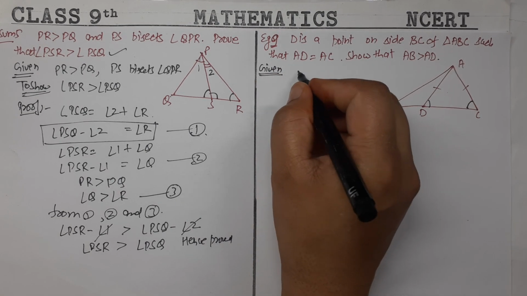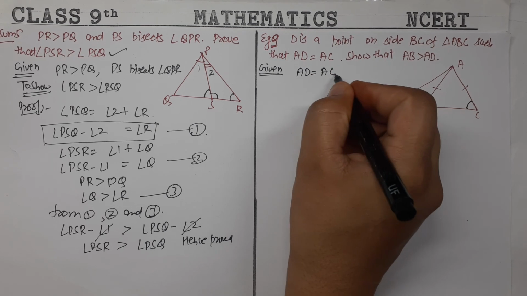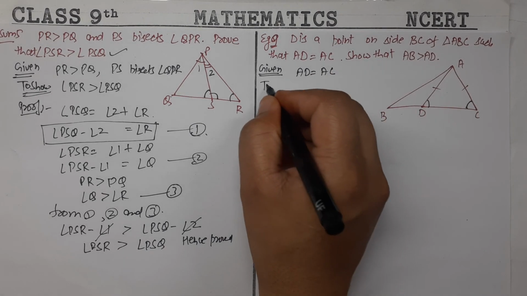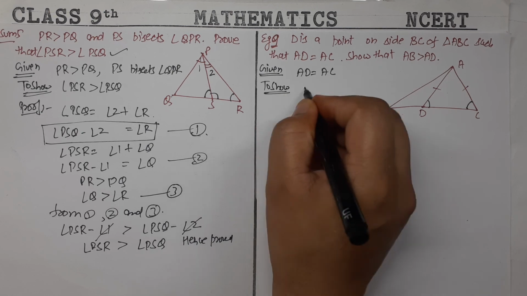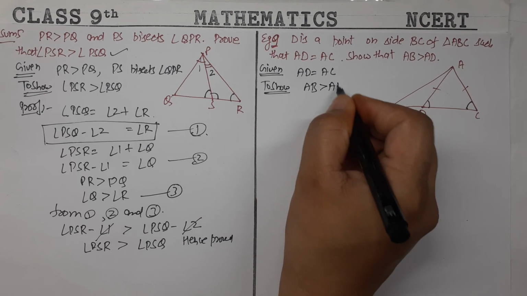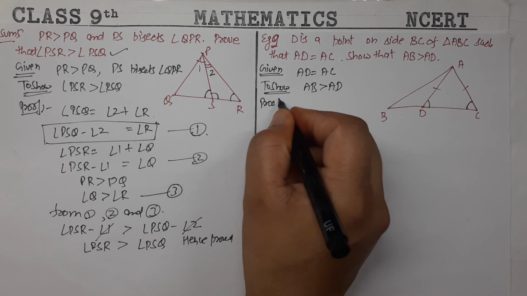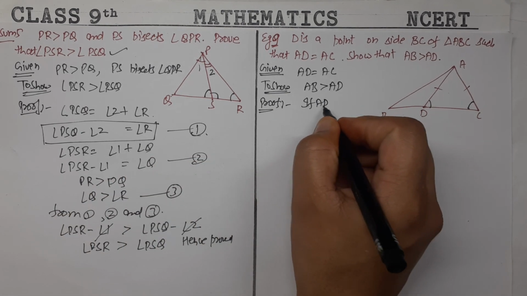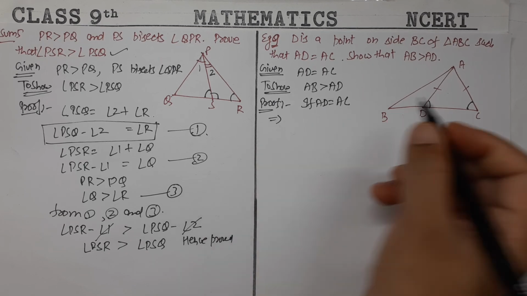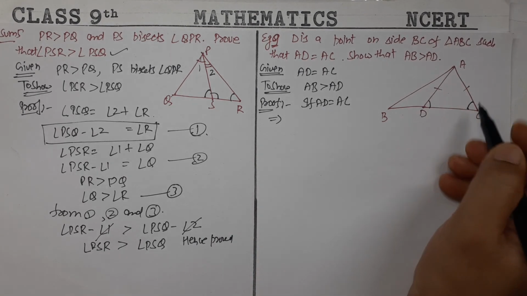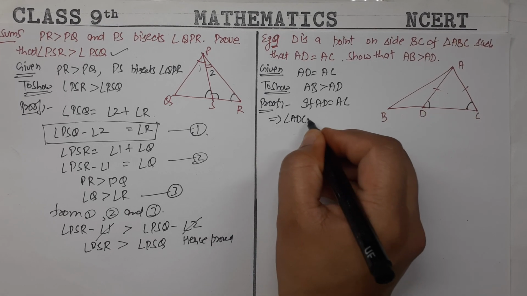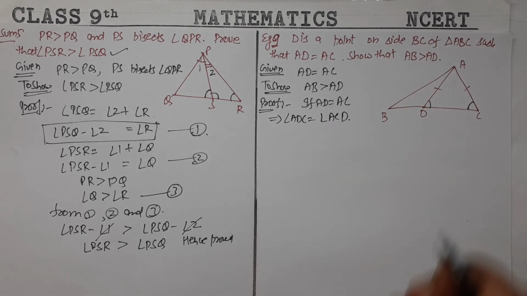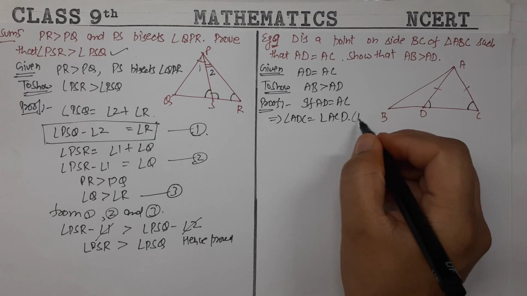Given AD equals to AC, to show, now proof. If AD equals to AC, then angle ADC equals to angle ACD. Reason: isosceles property.